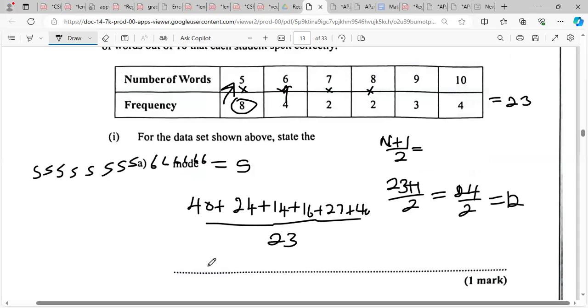40 plus 24 plus 14 plus 16 plus 27 plus 40. Alright, that gives me a total of 161, divided by 23. And this is how we find the mean of grouped data, right? Multiply each by x and then you divide. So 161 divided by 23 is exactly 7. Whoa, not bad. Thought it was going to be a decimal, but yeah.